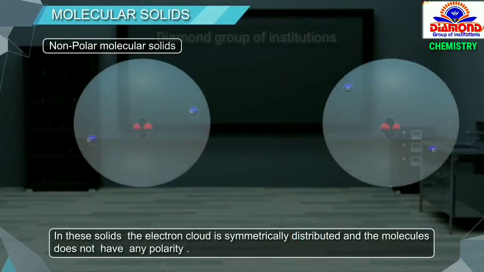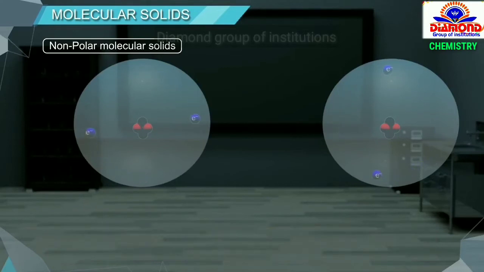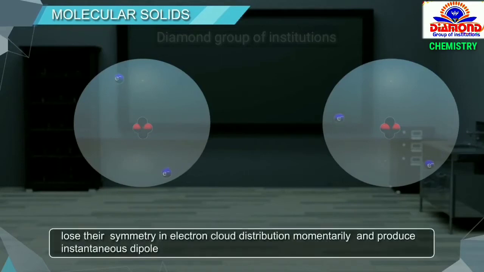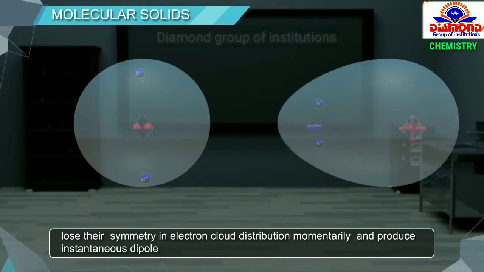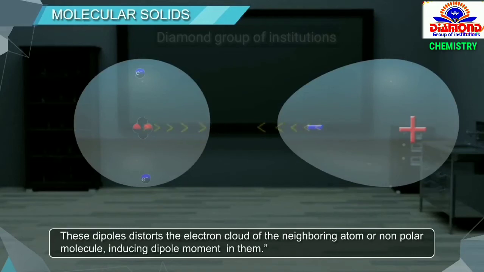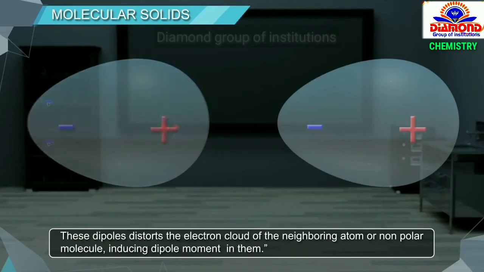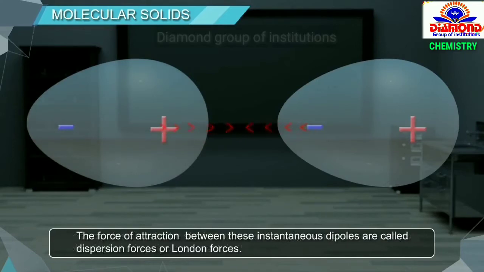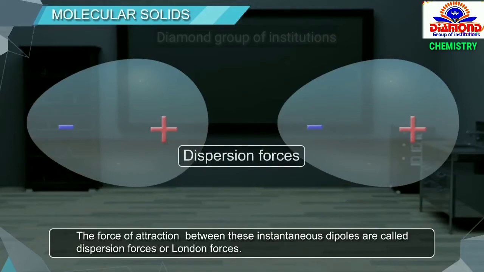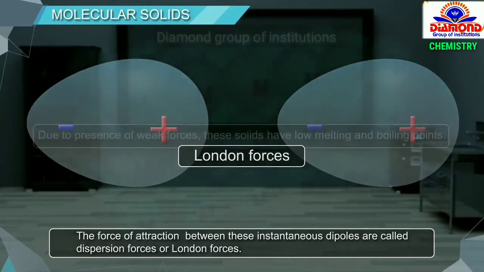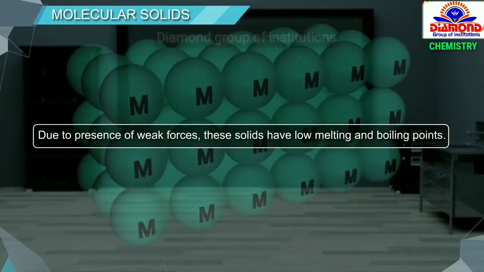In these solids, the electron cloud is symmetrically distributed and the molecules do not have any polarity. Sometimes these atoms and nonpolar molecules lose their symmetry in electron cloud distribution for a shorter time and produce instantaneous dipole. These dipoles distort the electron cloud of the neighboring atom or nonpolar molecule, inducing dipole moment in them. Now, electrostatic force of attraction between these instantaneous dipoles is called dispersion forces or London forces. Due to the presence of weak forces, these solids have low melting point and boiling point.